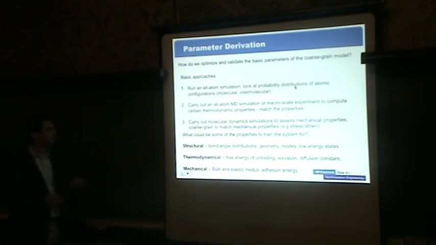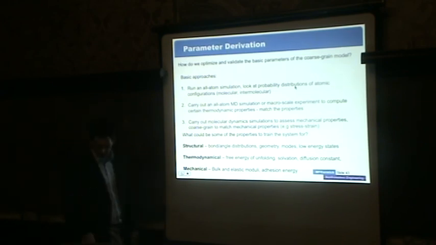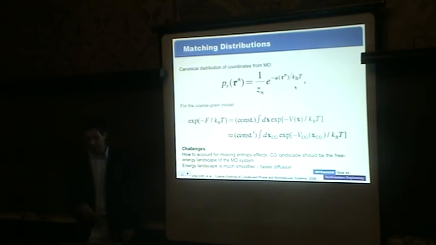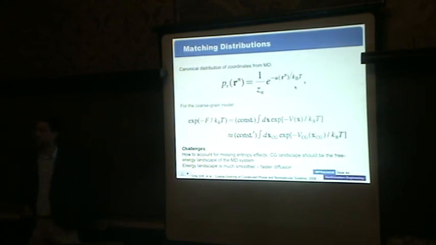And then what could be some of the properties to train the system for? It could be structural features, such as bonds, angle distributions, geometries, vibrational frequencies, or mode shapes, low energy states, and so forth. You could also try to fit thermodynamic constants, so looking at free energy of unfolding, solvation, diffusion constants, these kinds of things. And then you can also have mechanical features such as bulk or elastic moduli or adhesion energy of interfaces. So this is sort of the basis of most coarse-grained approaches that we see in the literature generally.